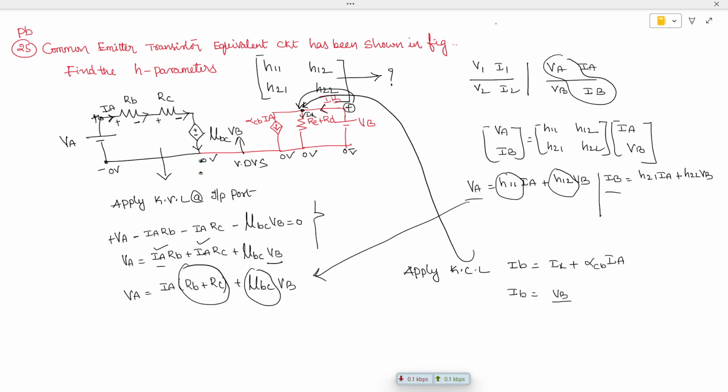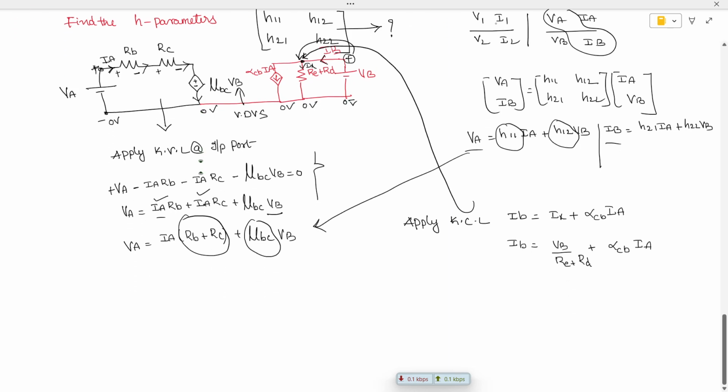So IX is VB minus 0 divided by RE plus RD, plus alpha CB multiplied with IA. When you compare with this equation, this is H21 and H22. Sorry, this is the value of H22 multiplied with VB, and H21 is this value.